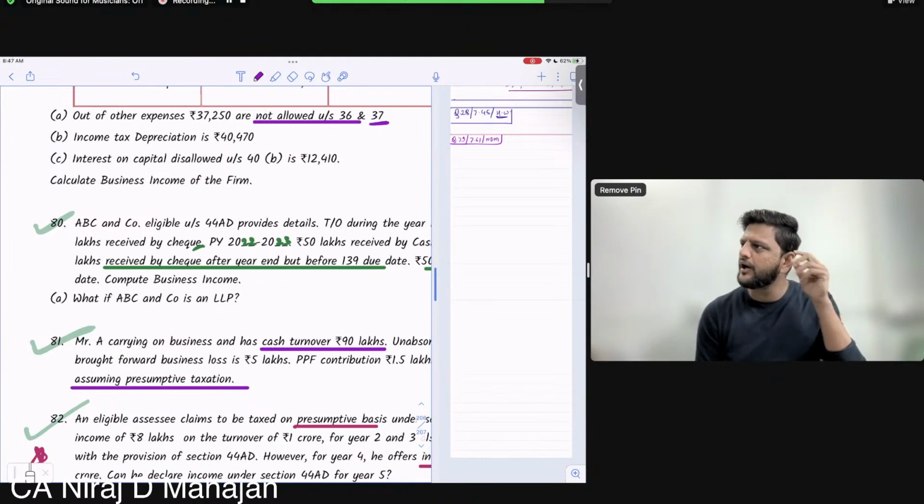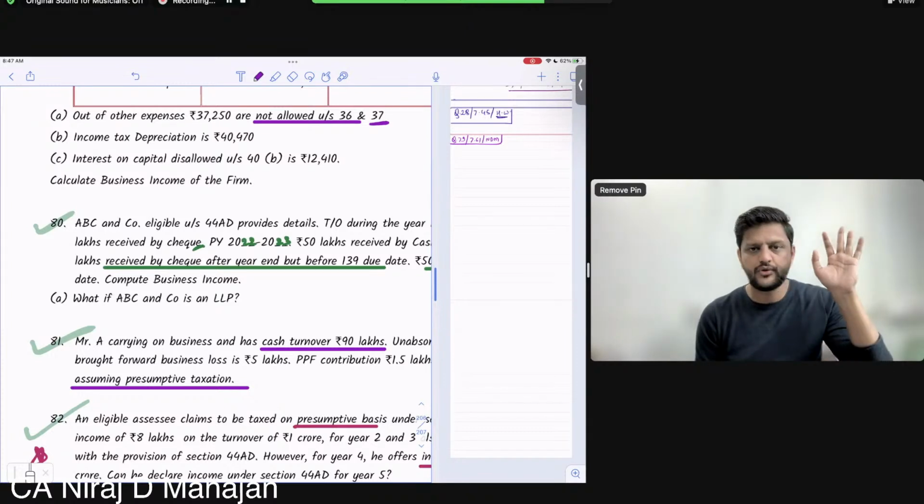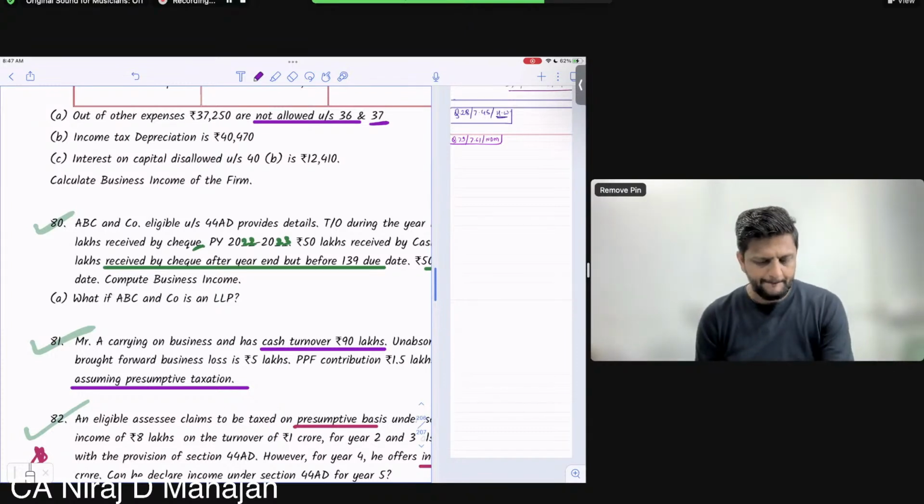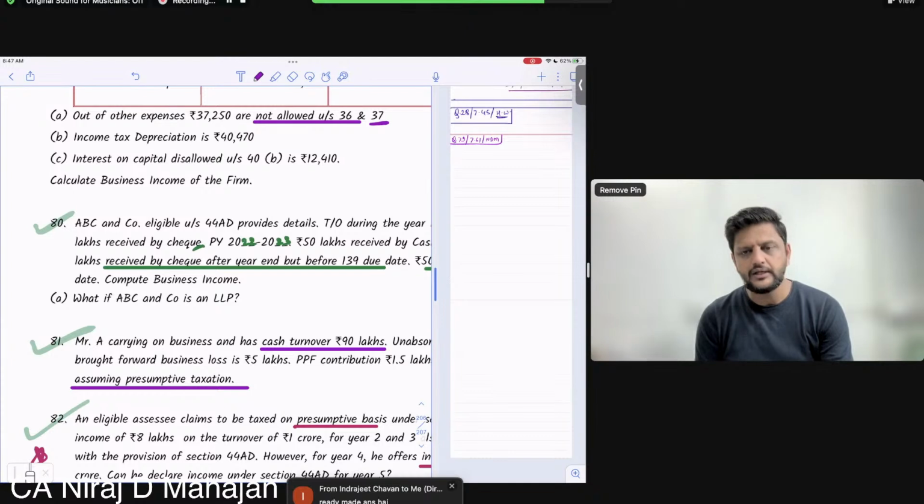Otherwise, what would they have to do? They would have to give you the capital amount, the rate of interest, and all of that. So they have directly given you the disallowed figure. What are they asking you? Calculate business income of the firm.